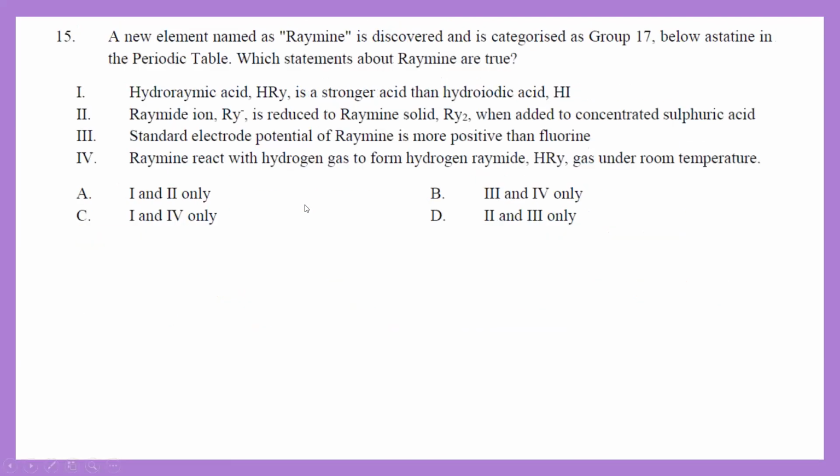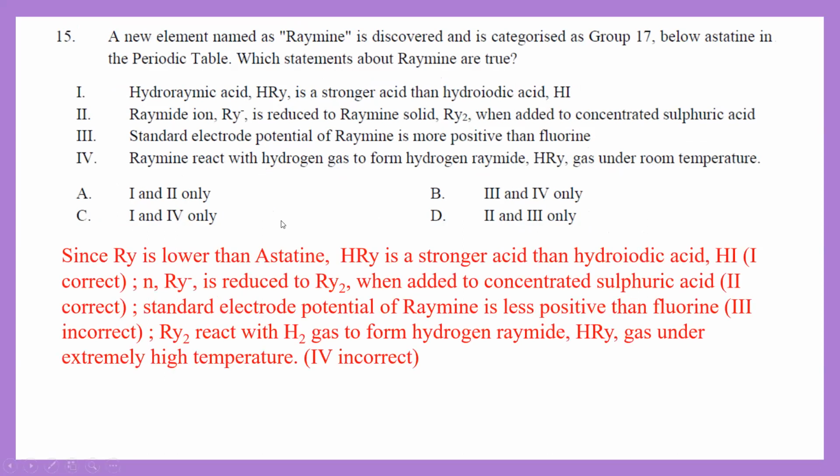Then we go to number 15. A new element known as Ramin is discovered and categorized as group 17 below astatine in the periodic table. Which statements about Ramin are true? Number 1, hydroramic acid HRm is a stronger acid than HI. So this acidity increases when going down the group. So number 1 is correct.